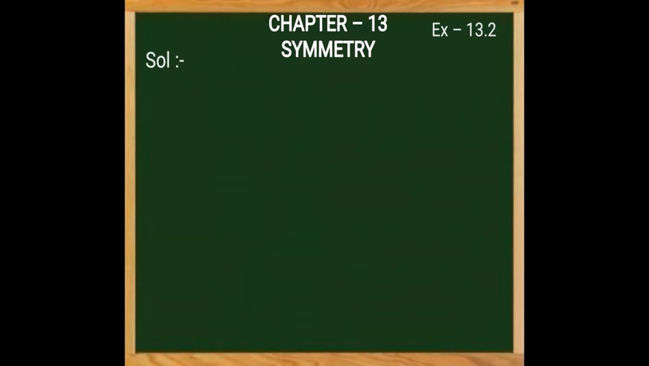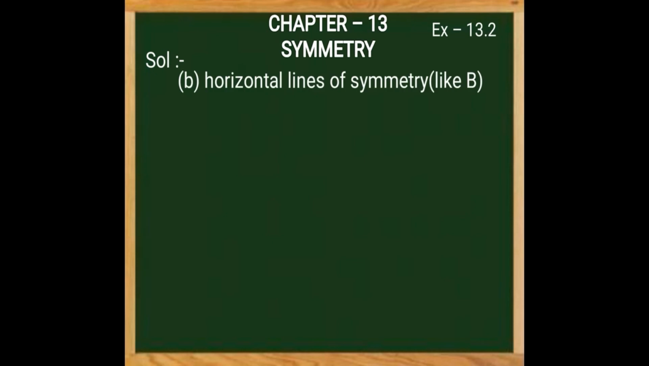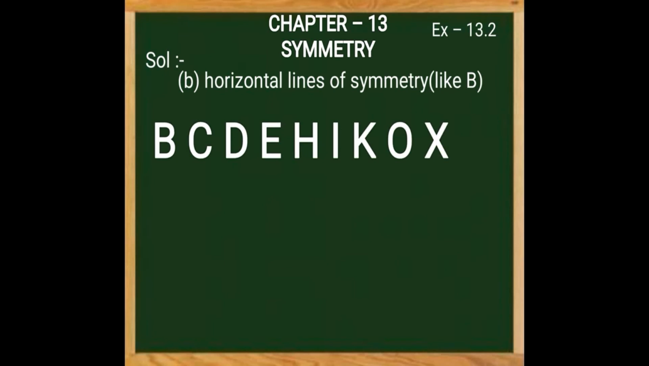Moving to the B part of this question, horizontal line of symmetry. So I have alphabets like B, C, D, E, H, I, K, O, X. If I draw a horizontal line of symmetry like this, see, I get the two sides exactly the same, this side and this side. So I'll say these alphabets C, D, E, H, I, K, O, X have a horizontal line of symmetry.